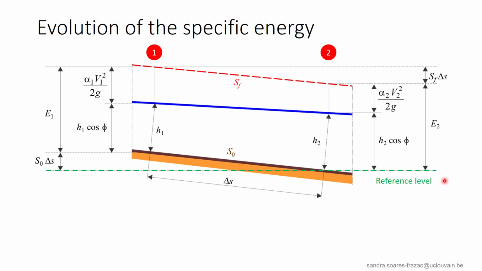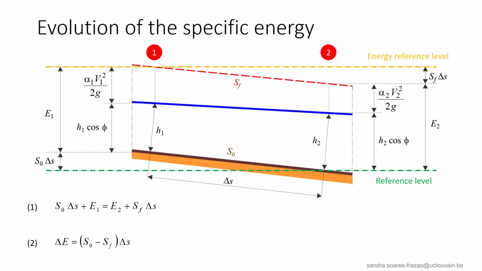From this reference level here, we can determine the difference in bed elevation between the two sections, that is S0 delta S. And from the energy level in section 1 and 2, we can determine the head loss SF delta S. We can thus write the energy balance between the two sections like this, and considering the limit when delta S approaches 0, we finally have this differential equation for the evolution of the specific energy. From there, we can analyze different possible cases.